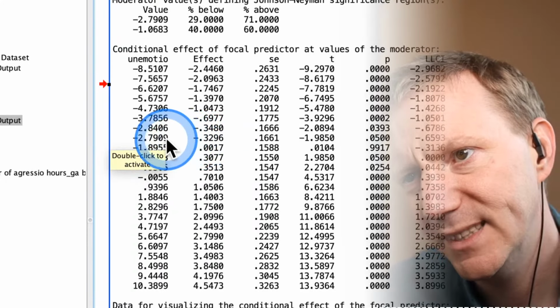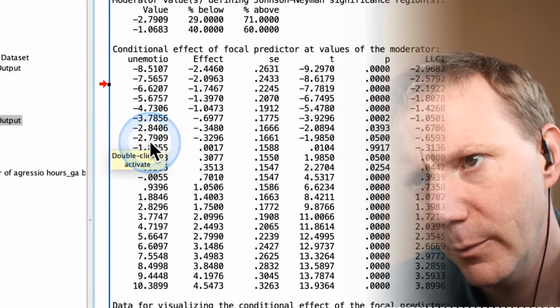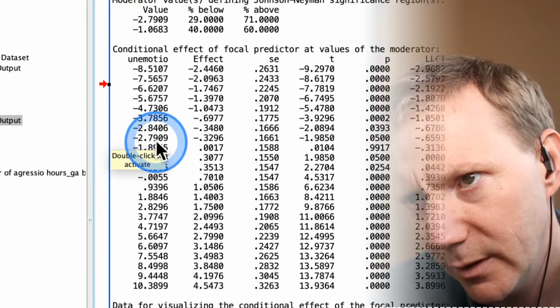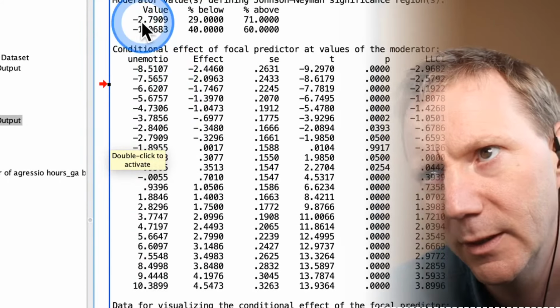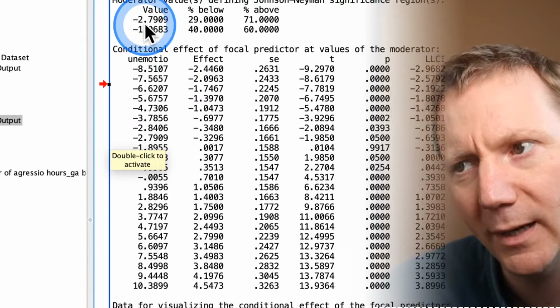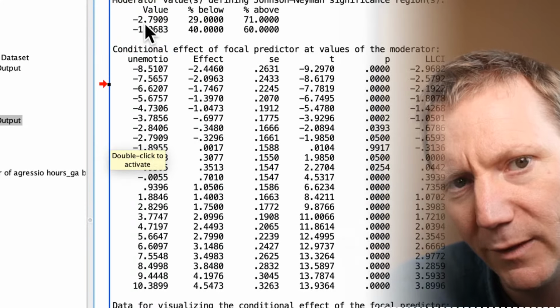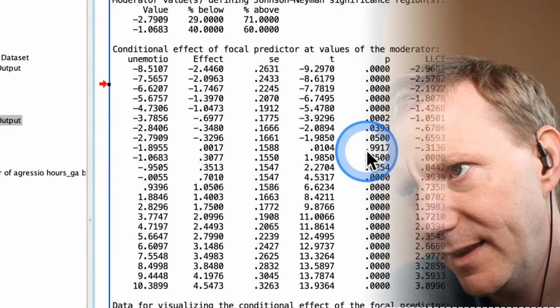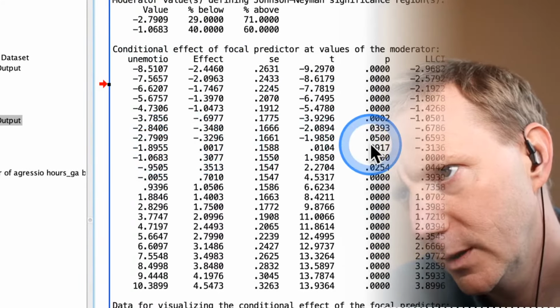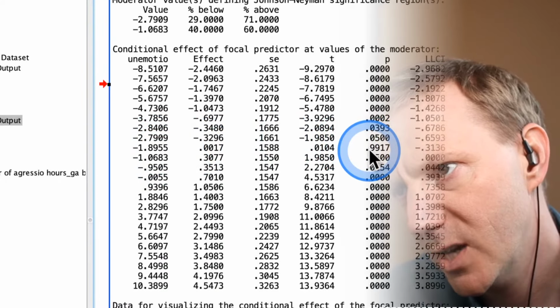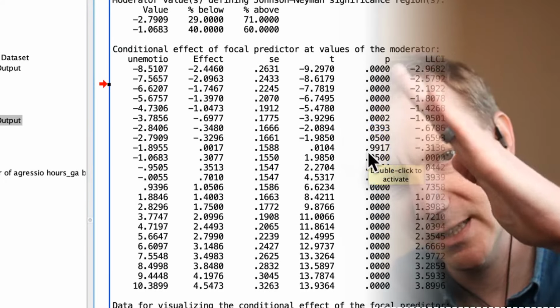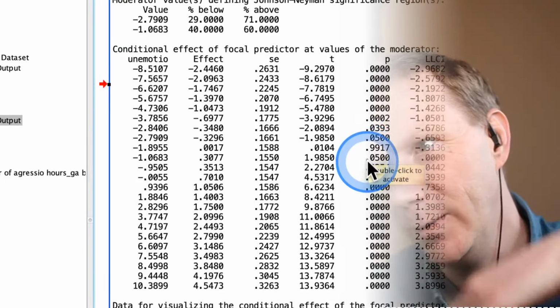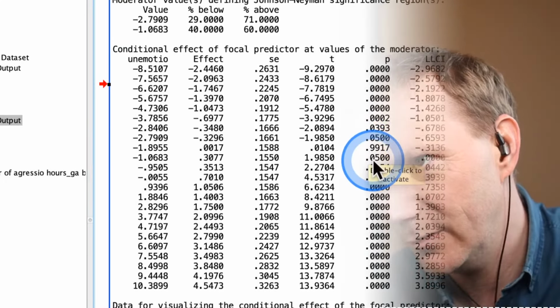And we know that this is at the level of the moderator of minus 2.7909. And that is exactly what is indicated above here. That is the point where the inflection starts. And then if we still go down, we see that our p-value even goes up, because we go from one side, it flattens out, and then we go to the other side, and here it's significant again.